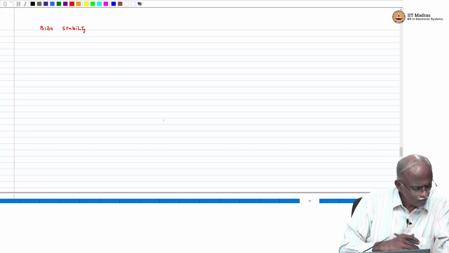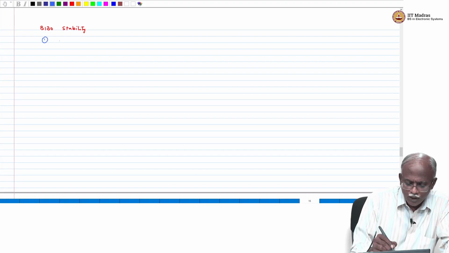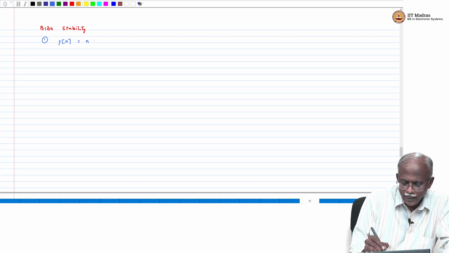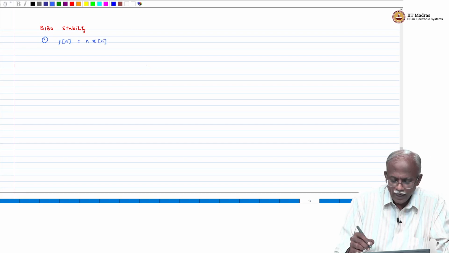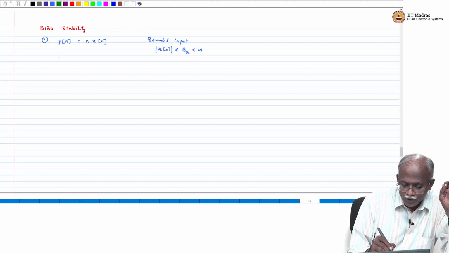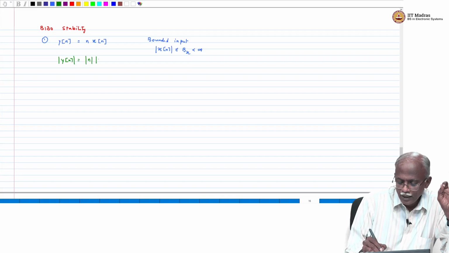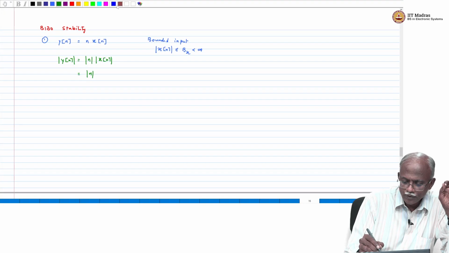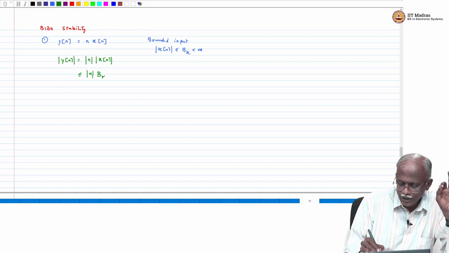BIBO stability, we are looking at the following system where y of n is equal to n times x of n, and it's a bounded input system. So, bounded input is given to us. So, mod x of n is less than or equal to b of x, less than infinity. This is given to us. Now, we want to know what is mod y of n. Mod y of n is modulus n times modulus of x of n. This is less than or equal to modulus of n times b of x.